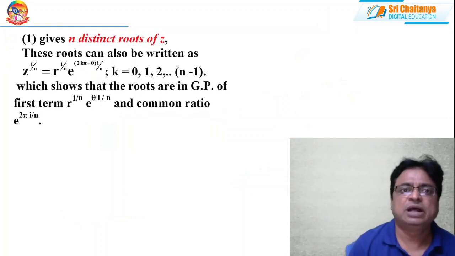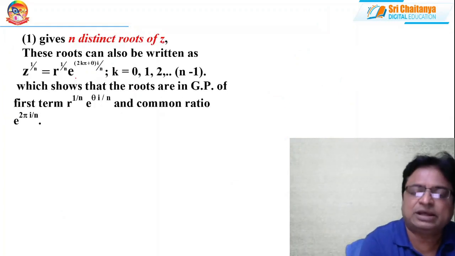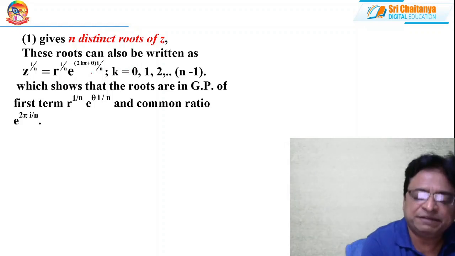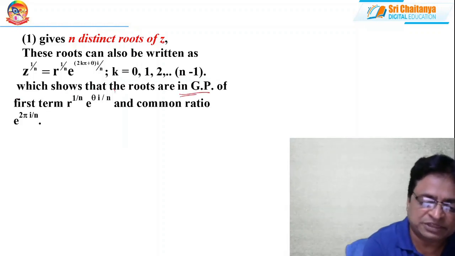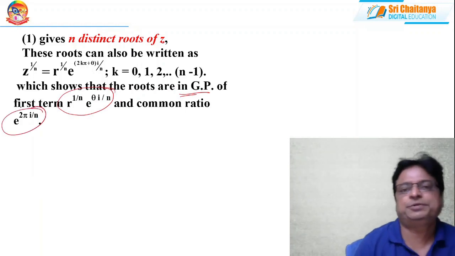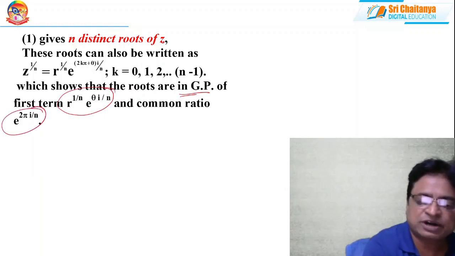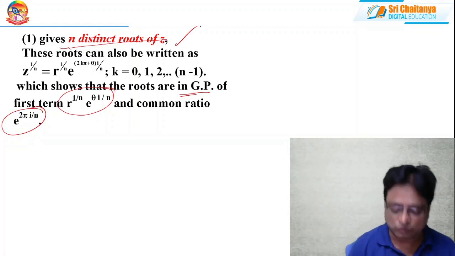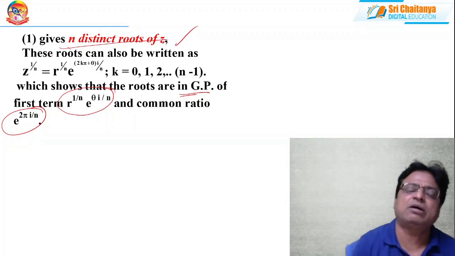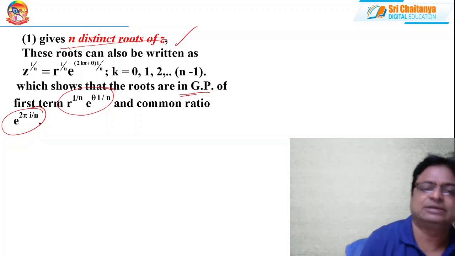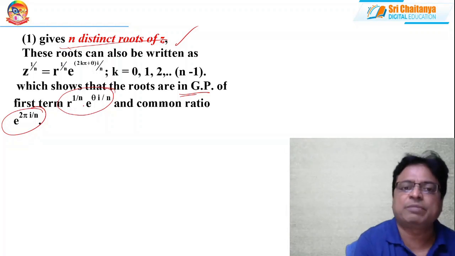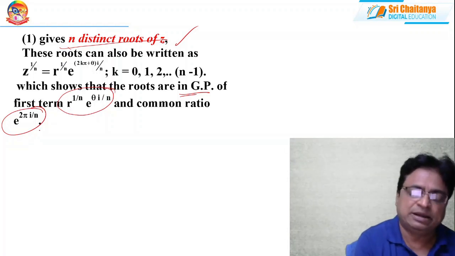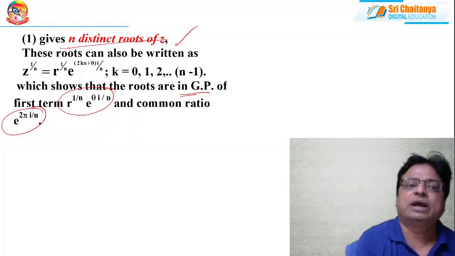And see, my friends, that z power 1 by n I can write in the Euler's form very simply. If I substitute k equal to 0, 1, 2, 3 up to n minus 1, I will get all the terms in the form of a GP with this as the first term and this as the common ratio. So all these roots are n distinct roots. All the roots represented by any complex number, if they exist, are always in GP with first term r power 1 by n e power i theta by n, and with common ratio e power 2 pi i by n.